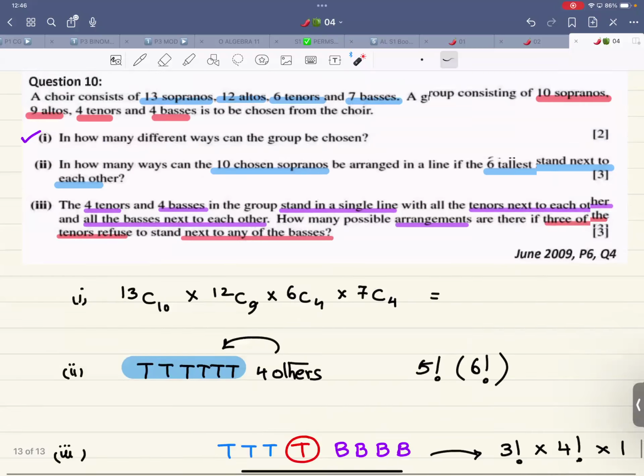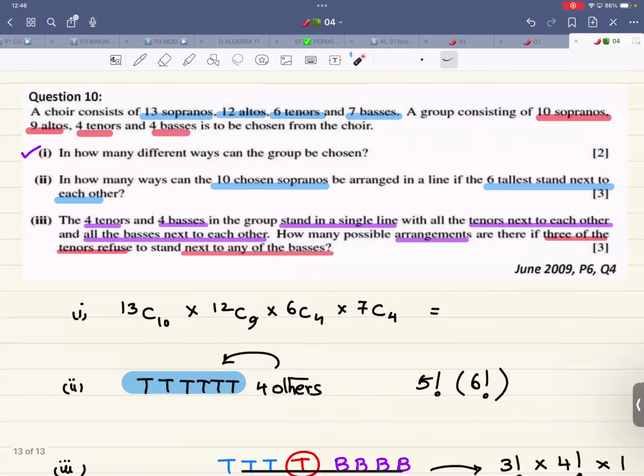Something like this: a choir consists of 13 sopranos, 12 altos, 6 tenors, 7 basses, whatever they are. A group consisting of 10, 9, 4, 4 is to be chosen. In how many different ways can the group be chosen? You select 10 out of 13, then 9 out of 12, then 4 out of 6, then 4 out of 7. That is the basic idea. That is straightforward, 2 marks.